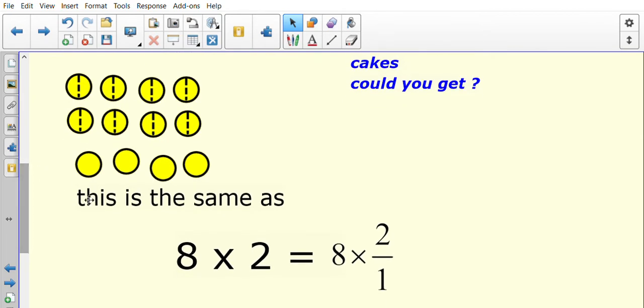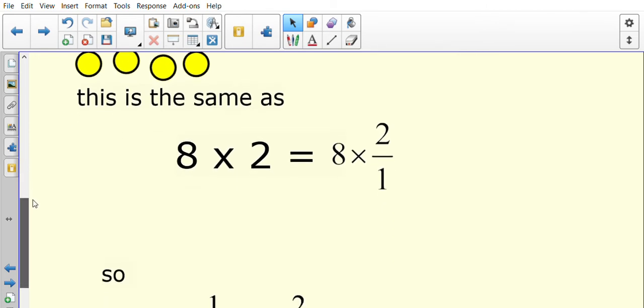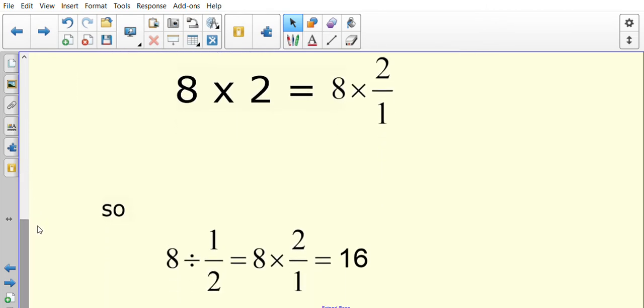So this is the same as 8 times 2. Now remember, 2 can be written as 2 over 1, and obviously 8 times 2 is 16.